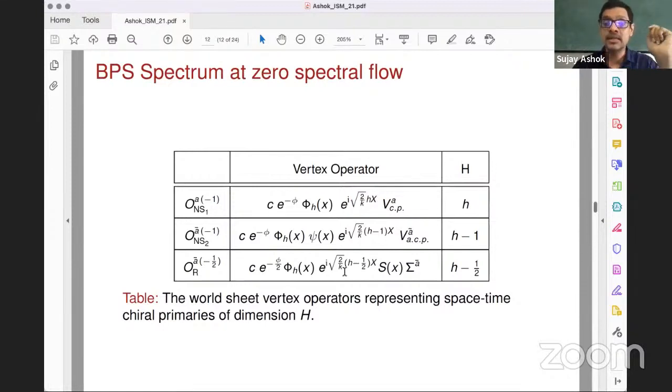So given all this, here is a list of operators at zero spectral flow, and we can also do this with spectral flow, there's no problem. You can see that there are two types of operators in the NS sector of the worldsheet theory, and a different kind of operator from the Ramond sector. And this is the boundary conformal dimension of these operators. So the first step is done. We have obtained the BPS spectrum at zero spectral flow. Any questions?